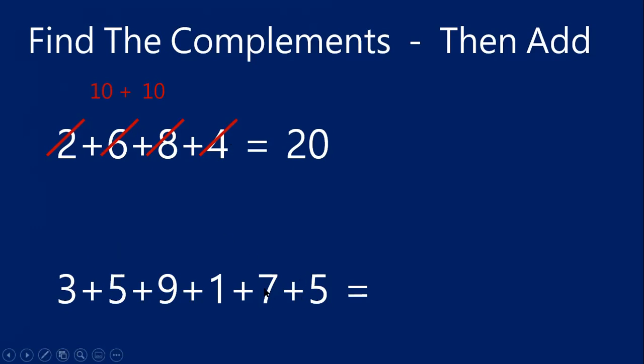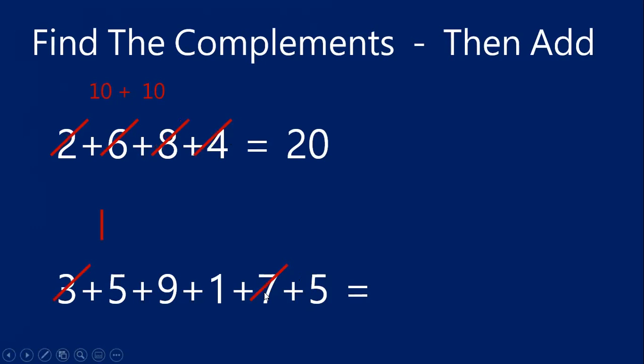That's right, 7. So I'm going to mark off my 3, mark off my 7, and this time I just wrote a little dash mark to show I have one set of 10. Just makes it a little bit faster. Okay, we've accounted for the 3 and the 7. Let's move to the 5. Think, what is my complement of 5? 5 and 5 make 10. And there's another 5 in this equation, so I have another set of 10. I'm going to mark off both 5s and write that dash mark.